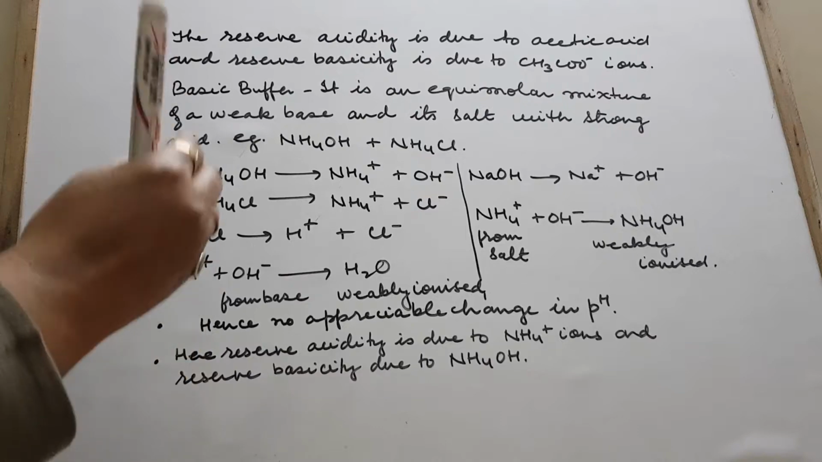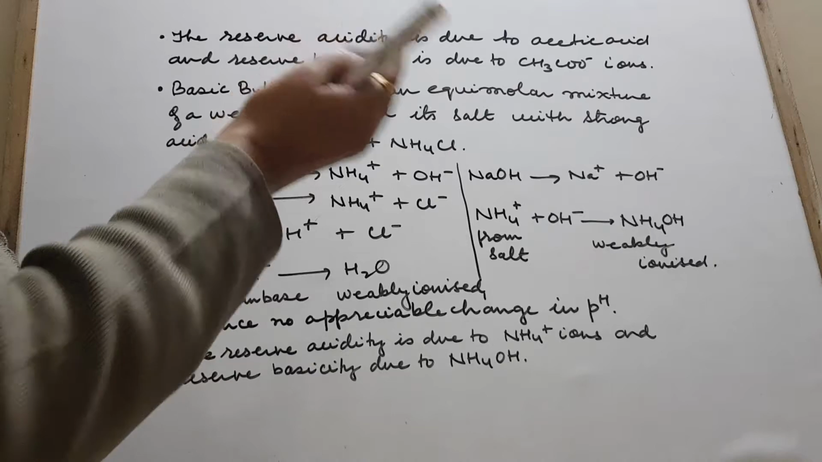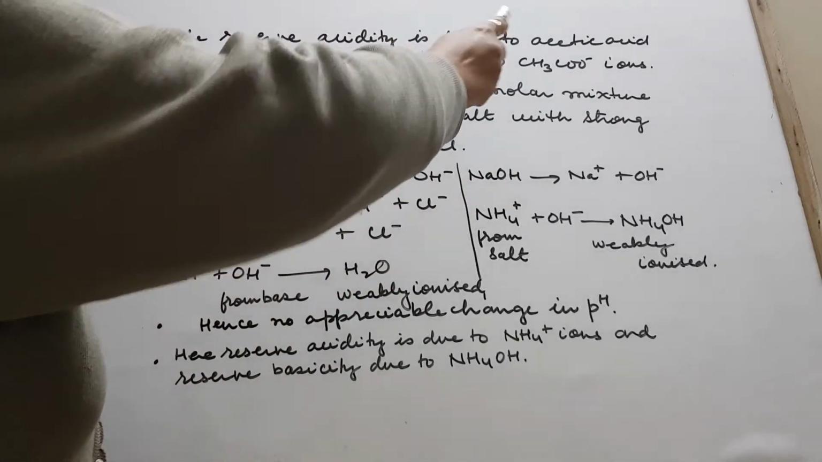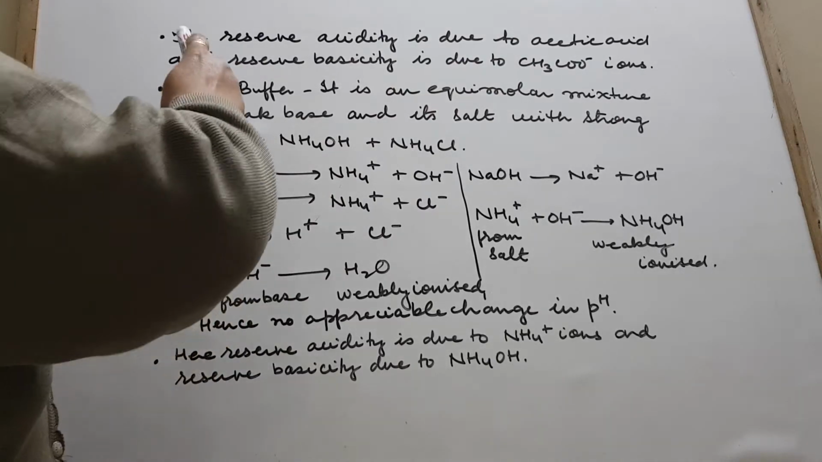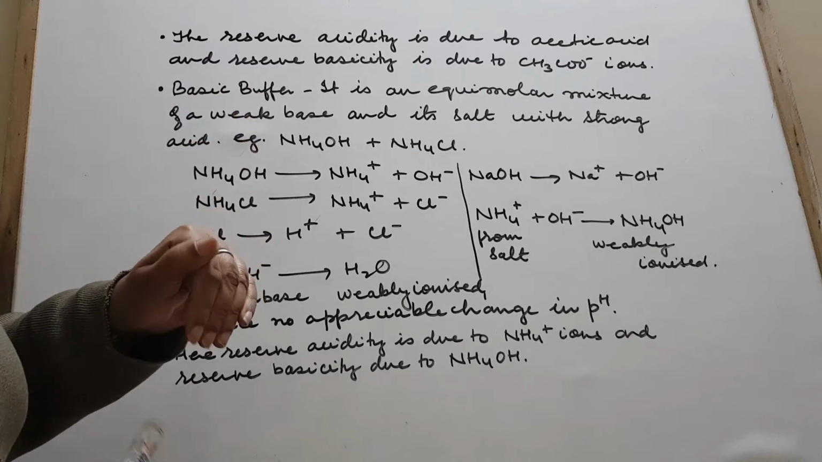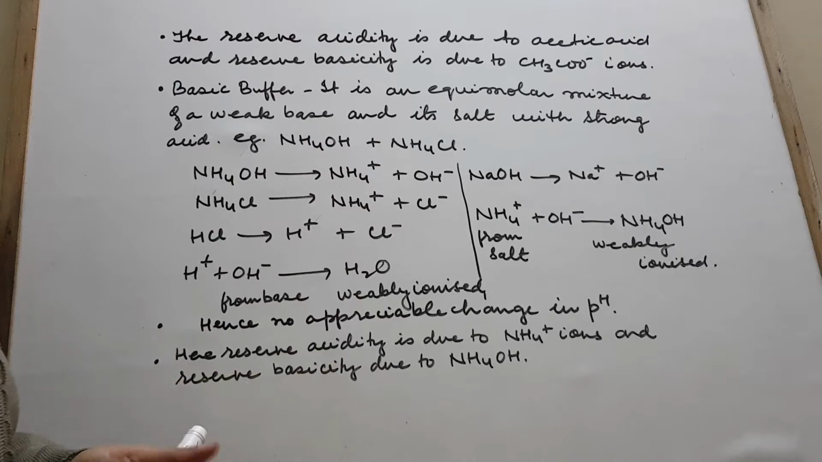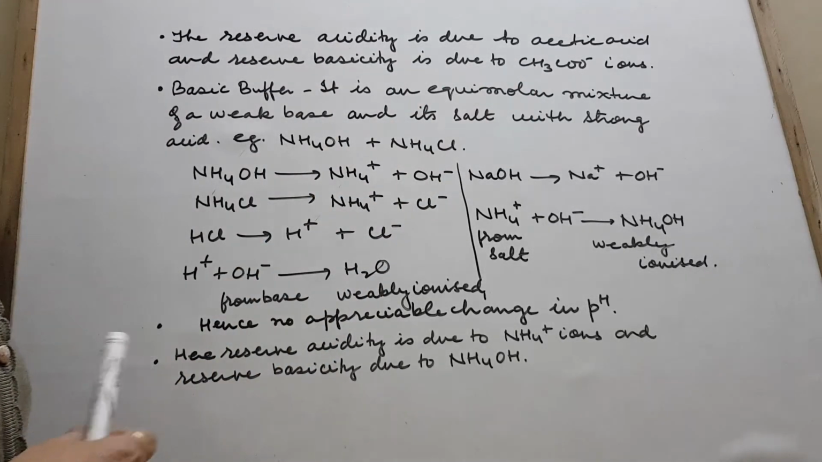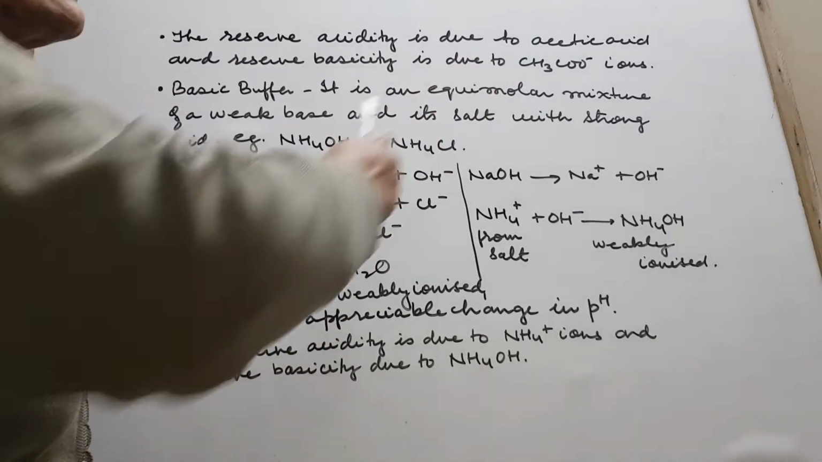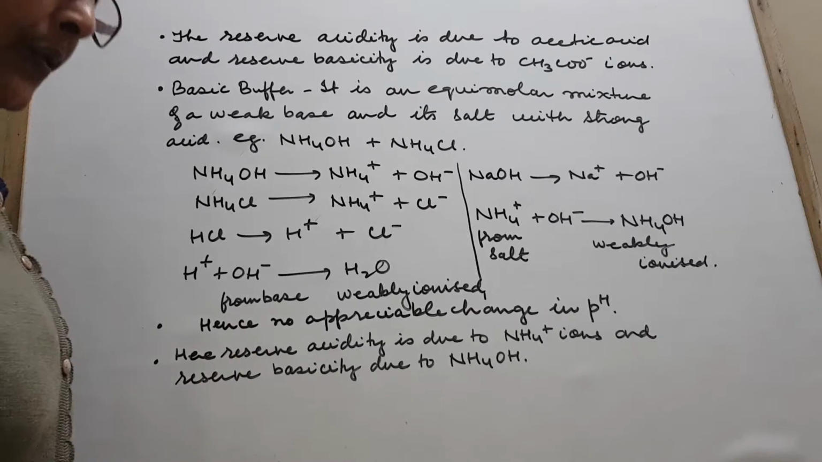Now children, in that process of buffer action, we have concluded that the reserve acidity is due to acetic acid, where on adding base, pH was controlled. So on adding base, pH will be controlled by the acid. So the reserve acidity was due to acetic acid. And the reserve basicity means when you're putting acid and some base has to react with that, the basic part has to react with that. It was acetate ion, and which was definitely coming from your salt.